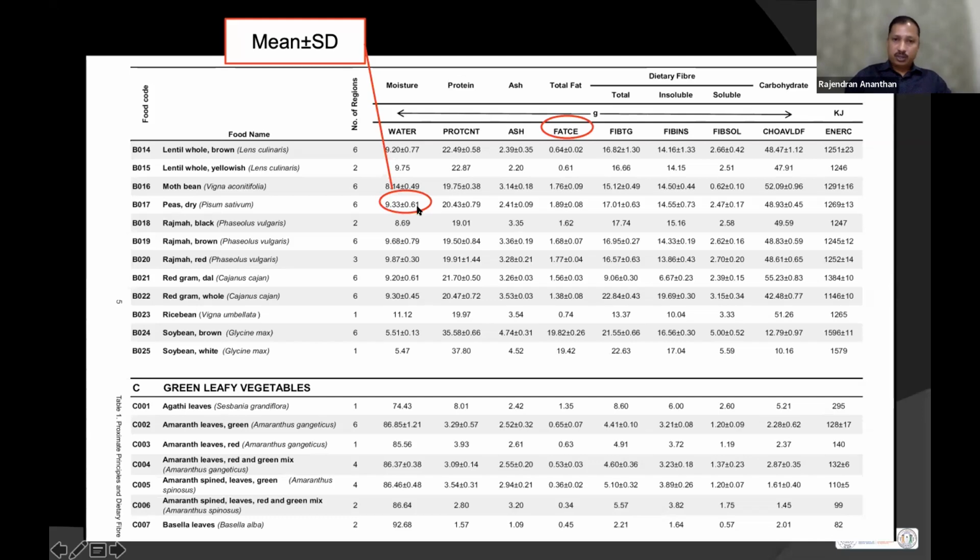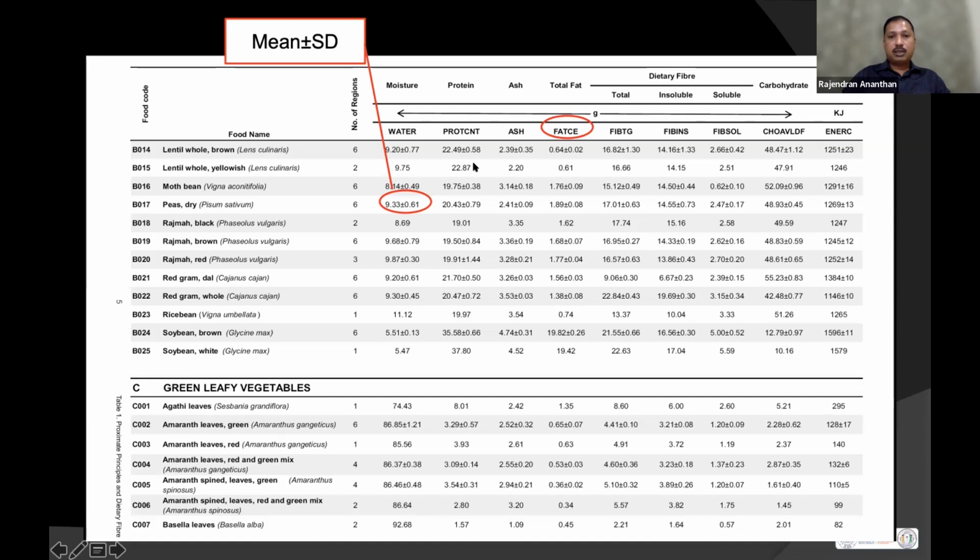In case anyone requires any specific foods for specific applications for research purposes, if any regional data is required, we are happy to deliver. I just wanted to bring that to your notice: if you are looking for any specific foods or specific nutrients, we will be happy to share, if you want it for any R&D work. So this is the representation of the mean plus or minus SD.